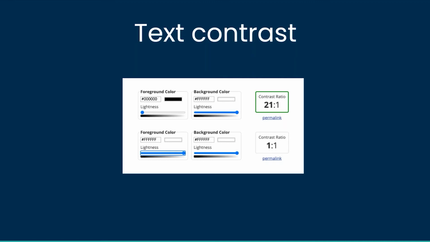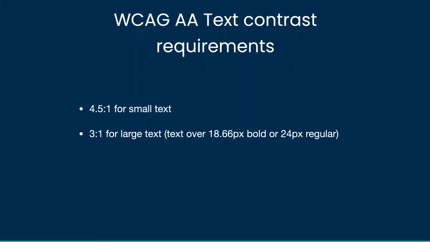So we've got black text on a white background, which has got a contrast ratio of 21:1, which is lovely. It's very noticeable. You can read it easily. White text on a white background has got a contrast ratio of 1:1. So that's the worst. It's invisible. You can't read it. And the WCAG AA requirements for this are 4.5:1 for small text and 3:1 for large text.